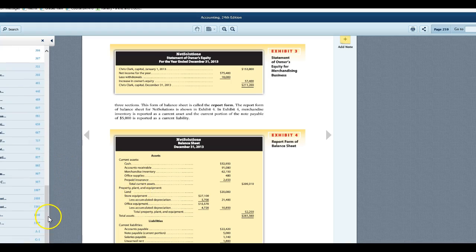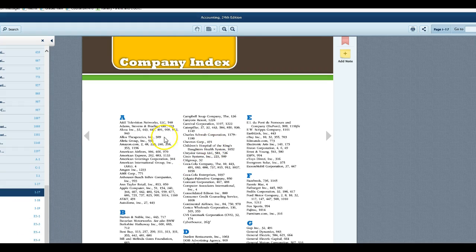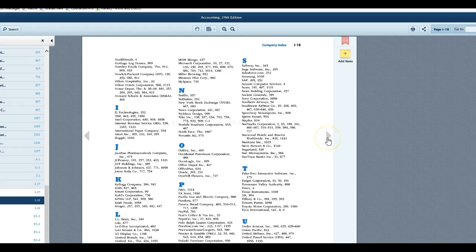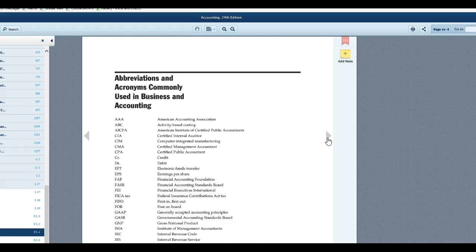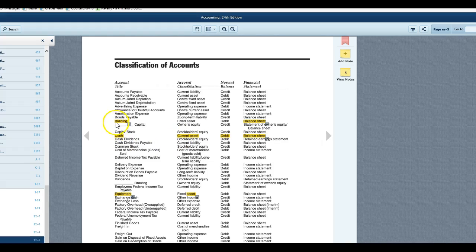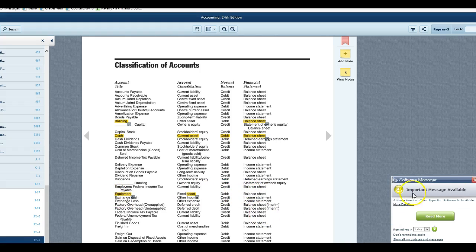I can also go to the very last page in my textbook. This is the hardback portion of your textbook. And I can find the accounts. I can just look for them. Like here's the word building, and it says it's a balance sheet account. Cash is also a balance sheet account. So I can use the back of the textbook to look for specific accounts to see what statement they go on.